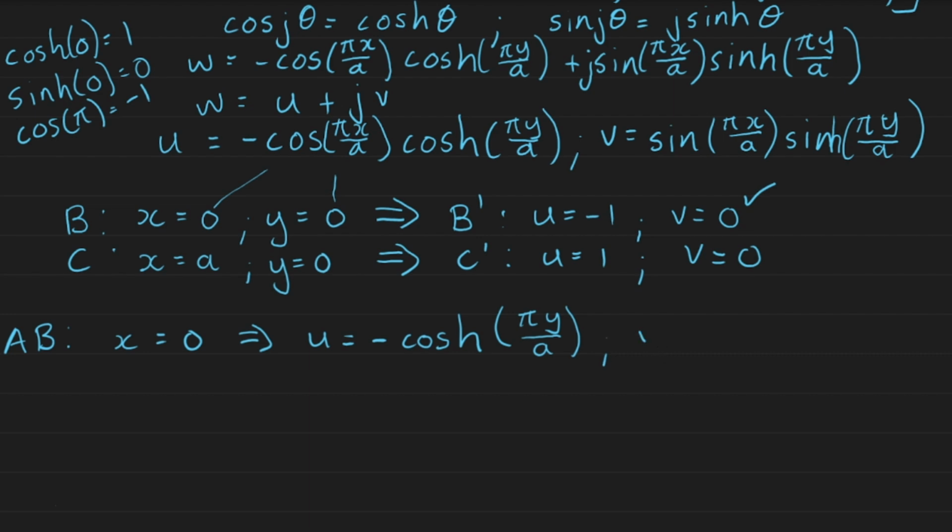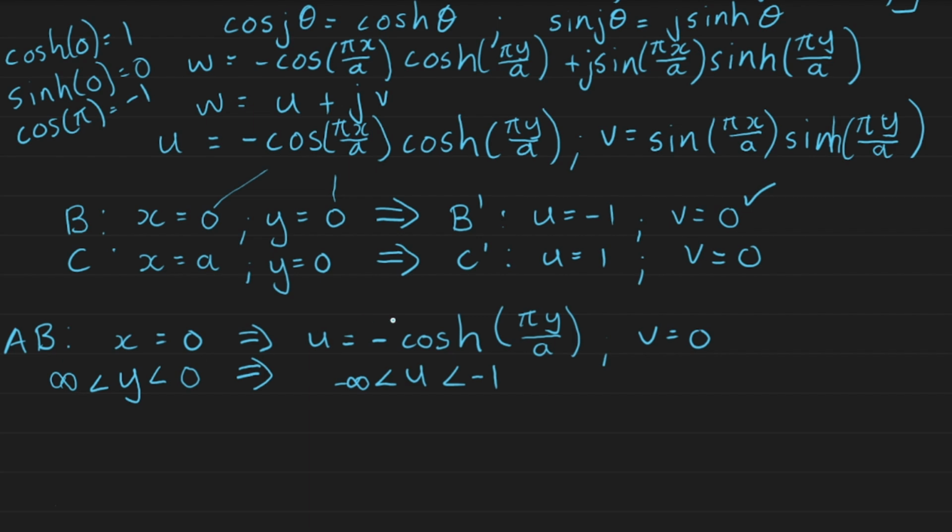And of course, v is equal to 0, because we have sine of 0 in v, and sine of 0 is, of course, 0. So we can see here that y is going from infinity to 0, or y is between 0 and infinity. And when we substitute in 0, we have cos of 0. Cos of 0 is 1, so we have minus 1. So that tells us our upper bound is minus 1.